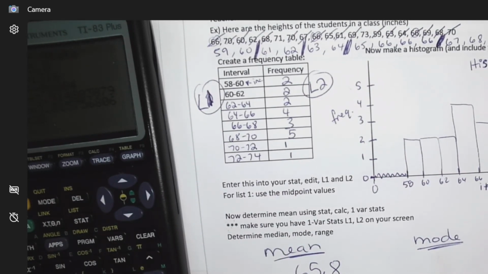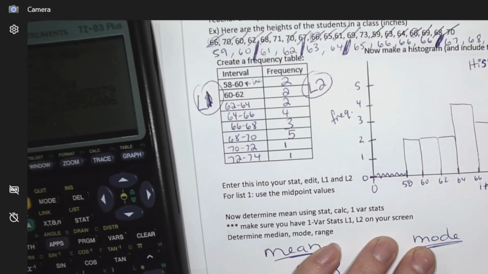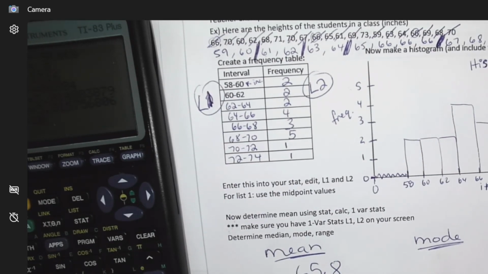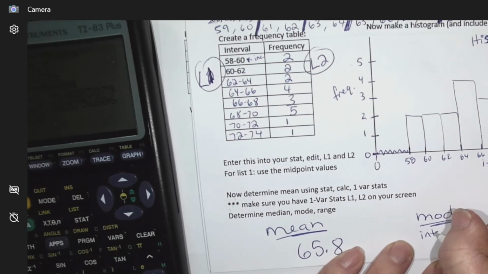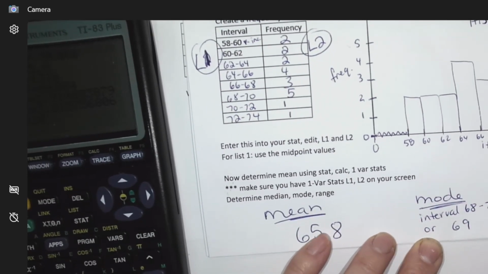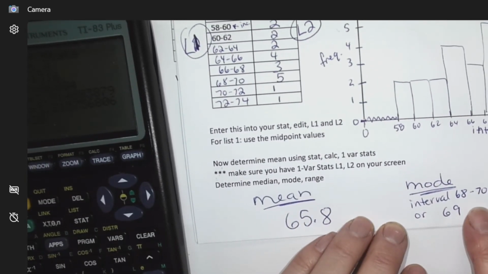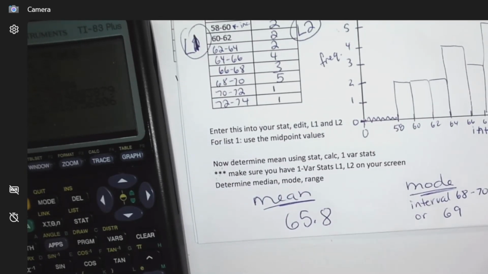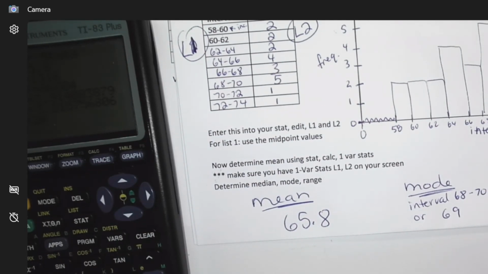Which number occurs the most often? So look at your chart. Which was the highest? Whatever's the highest is the mode. So we can say either the midpoint, 69, I'd accept 69 midpoint, or I'd accept the interval. So I'd accept either answer as the mode. You can say this interval occurred the most or this midpoint occurred the most. Okay, I don't care what you write there in that regard.